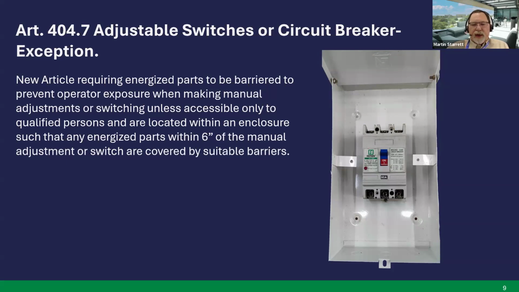So this would be like if you have an adjustable breaker in an enclosure. If it's within 6 inches of the energized parts of the manual adjustment, sometimes you have to adjust these breakers. So they want to make sure that the worker is protected.